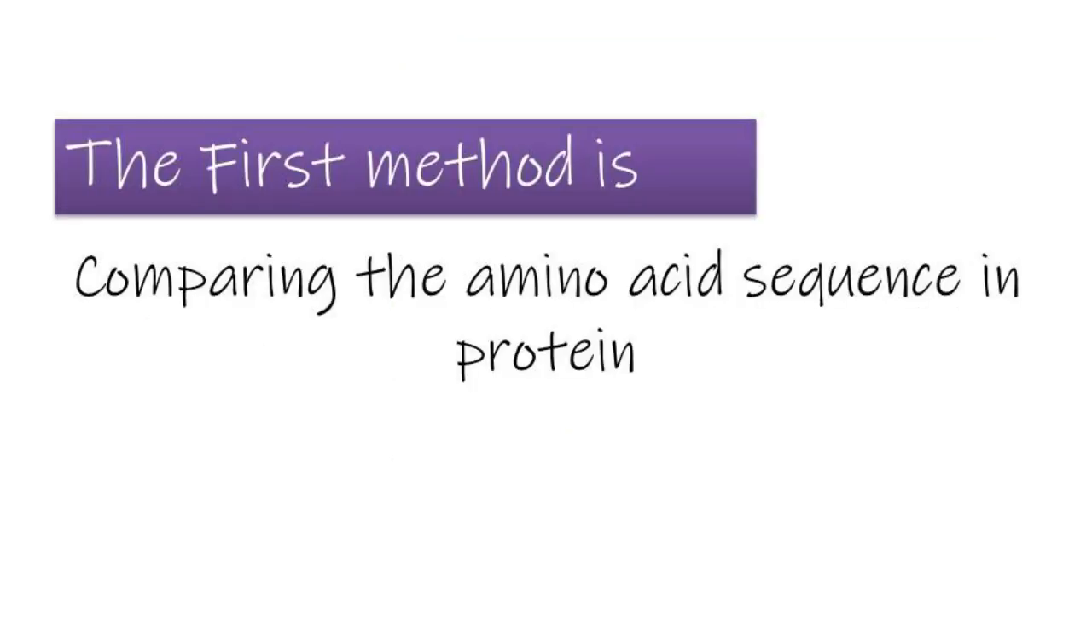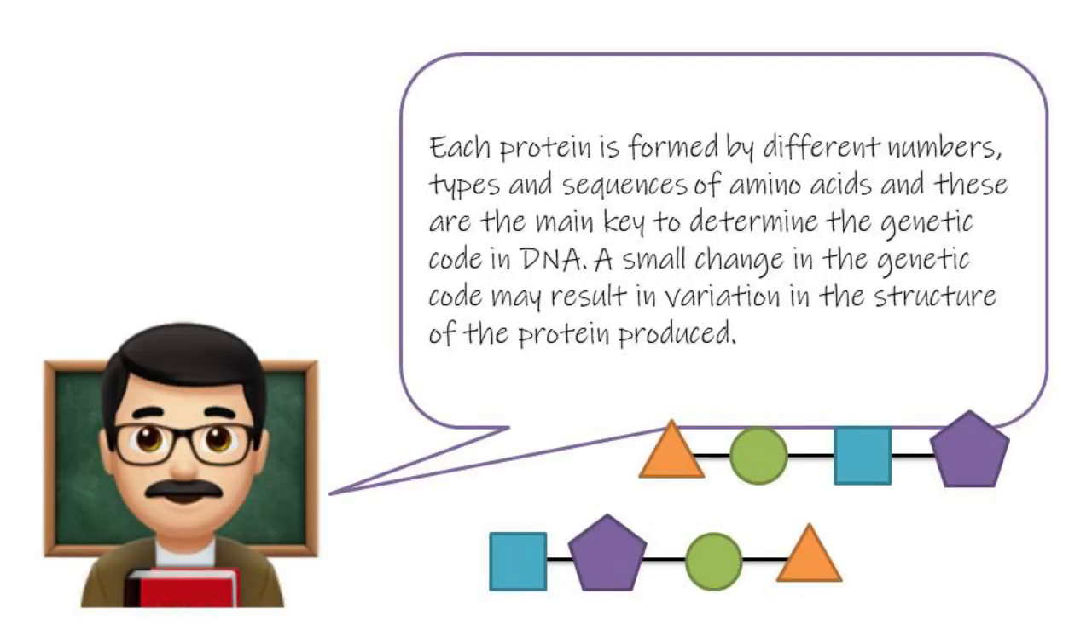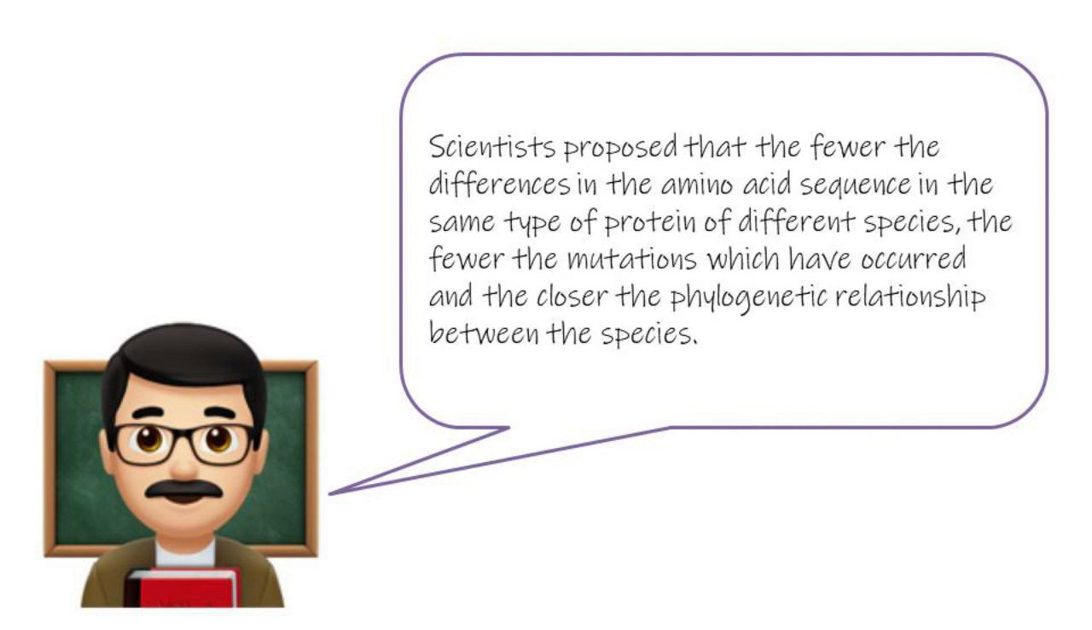The first method is by comparing the amino acid sequence in proteins. Each protein is formed by different numbers, types, and sequences of amino acids, and these are the main key to determine the genetic code in DNA. A small change in the genetic code may result in variation in the structure of the protein produced.